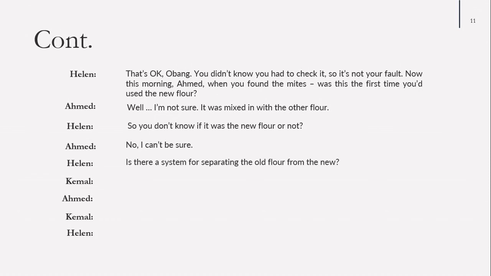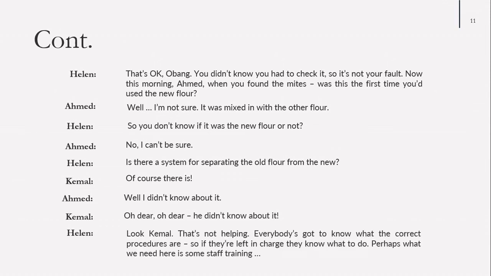Is there a system for separating the old flour from the new? Of course there is. Well, I didn't know about it. Oh dear, he didn't know about it. Look, come on, that's not helping. Everybody has got to know what the correct procedures are, so if they're left in charge, they know what to do. Perhaps what we need here is some staff training.